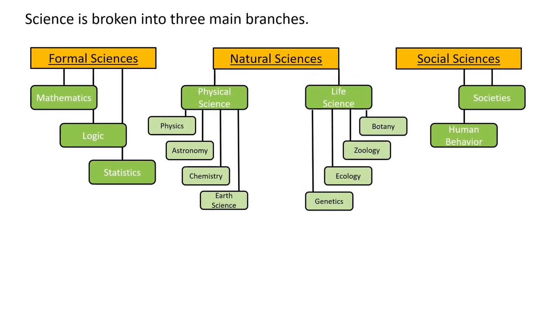So science is broken down into 3 main branches. You have your formal sciences, which are things like mathematics, logic, and statistics. You have your social sciences, which are things like societies and human behavior. And then you have your natural sciences, which break down mainly into physical science and life science. Life science is things like biology, zoology, ecology, genetics. Physical science includes things such as physics, astronomy, chemistry, and earth science.